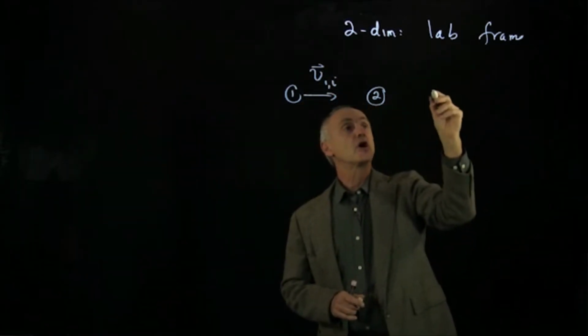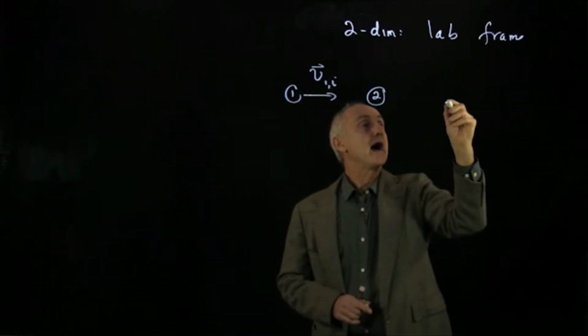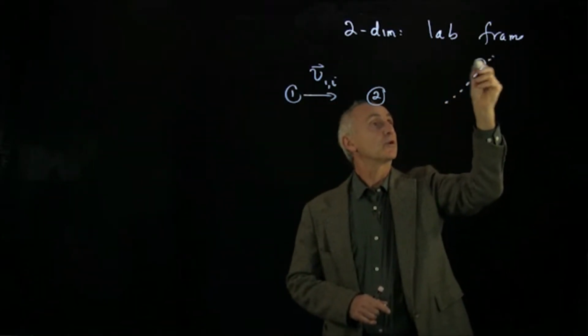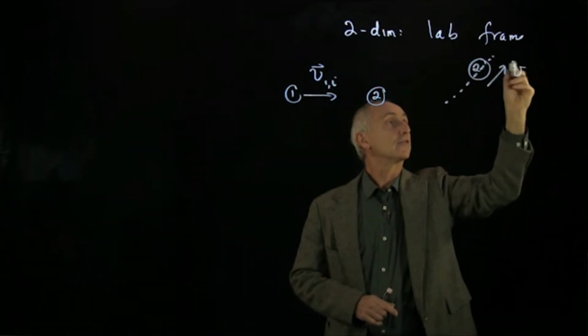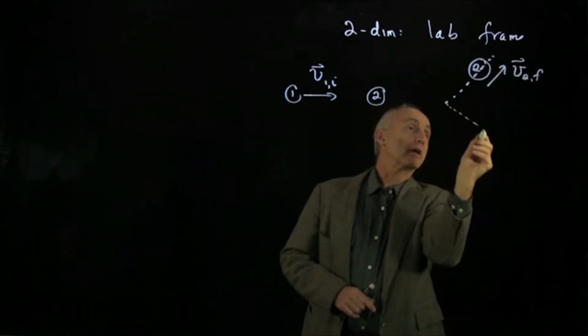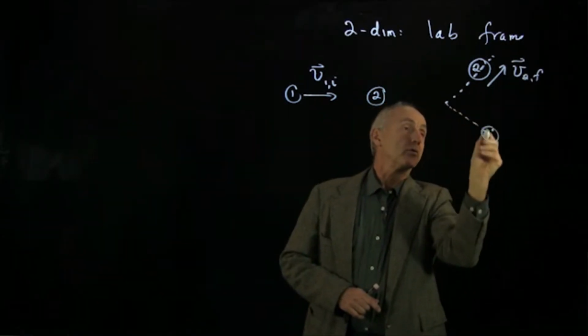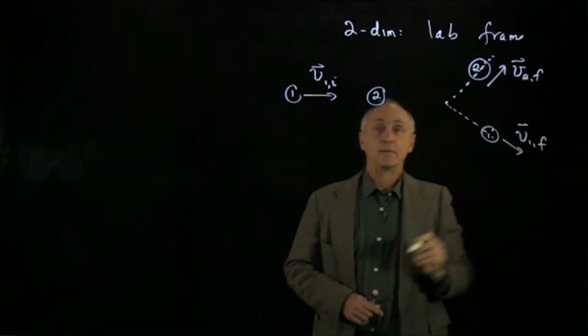After the collision, let's imagine that the target particle is going out at a certain direction, so we'll call that 2. And the target particle has a velocity v2 final. And the initial particle that's going in this direction, we'll call that 1. And that is its outcoming velocity.